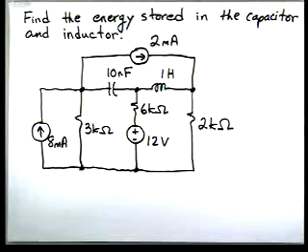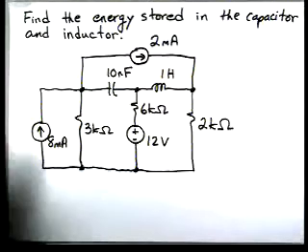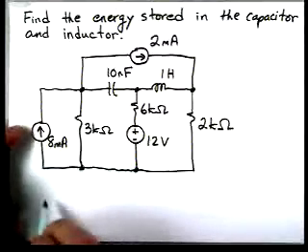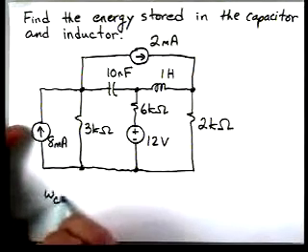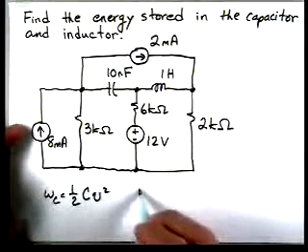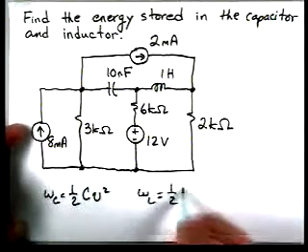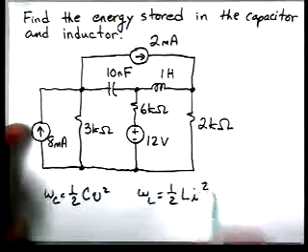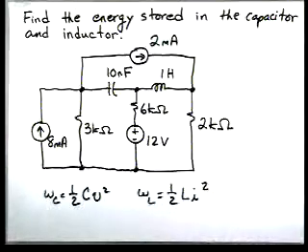In this problem, we're going to find the energy stored in the capacitor and the inductor. And if we remember, when we want to calculate the energy stored in the capacitor, it's 1/2 CV squared. The energy stored in the inductor is 1/2 Li squared. So we need to find the voltage across the capacitor and the current flowing through the inductor.